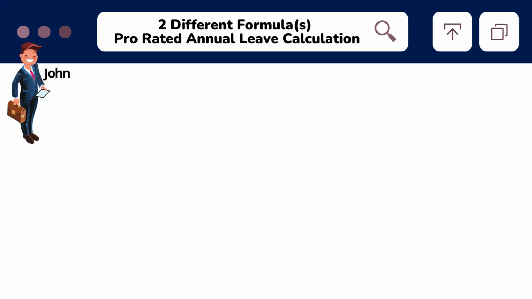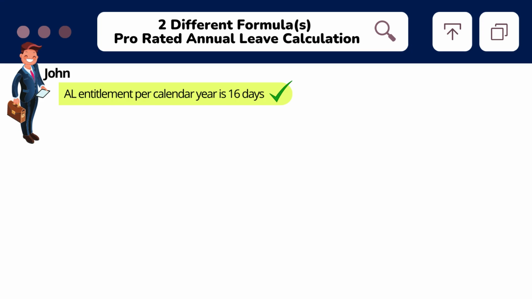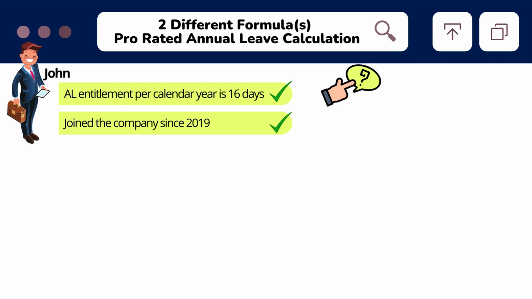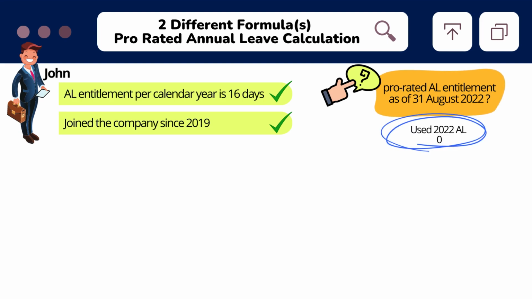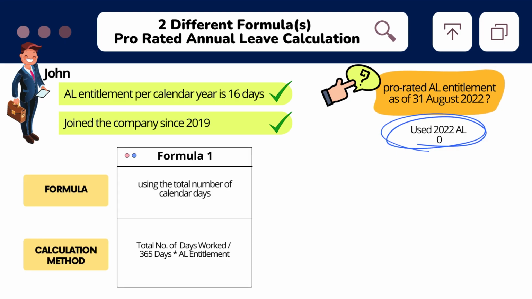Let's take an example of an employee named John. His annual leave entitlement per calendar year is 16 days. John joined the company in 2019 and he wants to know what his prorated annual leave entitlement is as of August 31, 2022. To make the explanation easier, let's assume he has not utilized any of his annual leave in the year 2022.